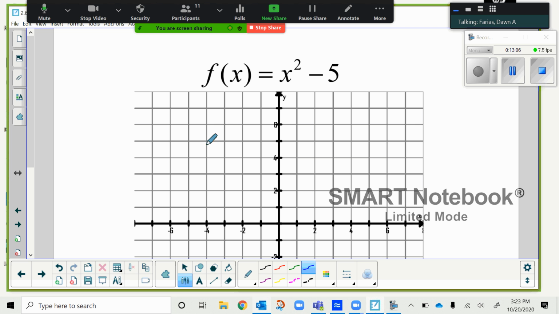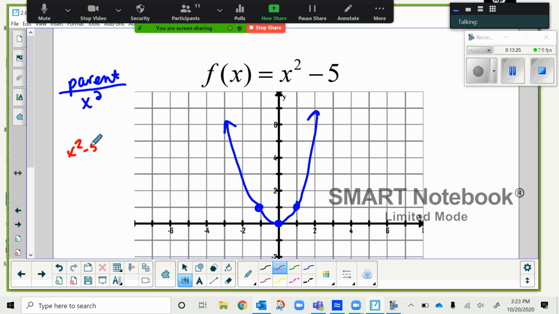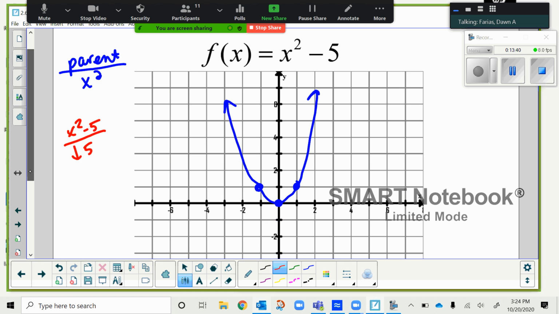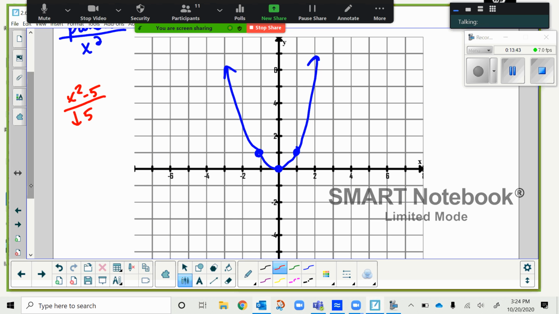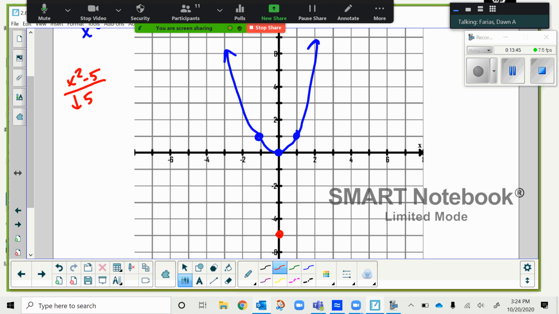So the parent function here is x squared. So let's just do 0, 0, 1, 1, -1, 1, just to be fast. It's a parabola. And a K value of -5 means everything shifts down 5 places. That's it. Super simple. So my vertex goes down to -5.